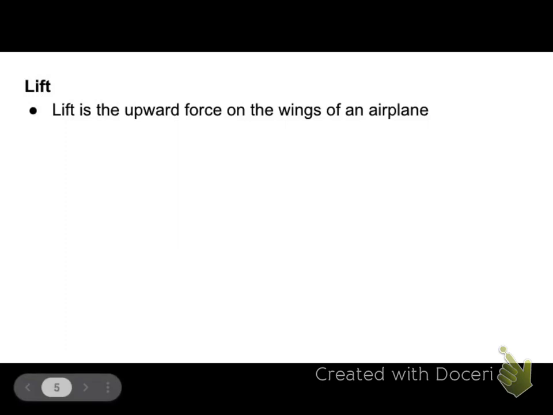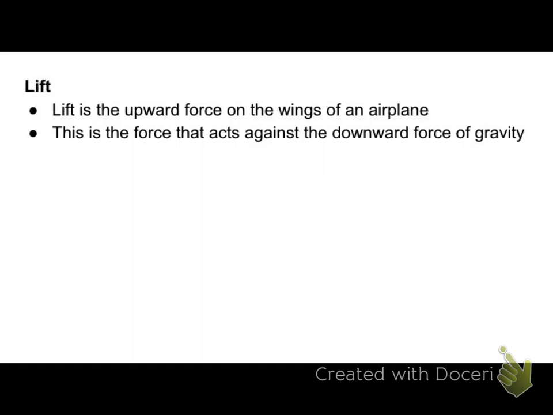Now we understand drag. So we've got an understanding of the force from the engines, the force from gravity, and the force from air resistance. Now we need to understand lift. Lift is the upward force on the wings of an airplane, and this is the force in opposition to gravity. Just like the engines were pushing forward and air resistance was pushing backwards, gravity is pushing down and lift is pushing up.